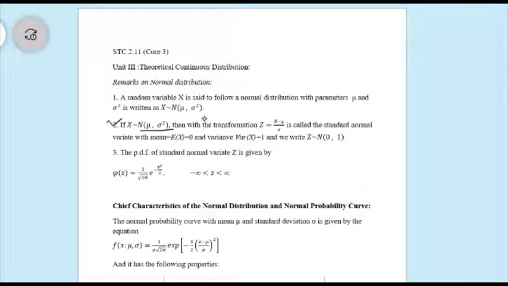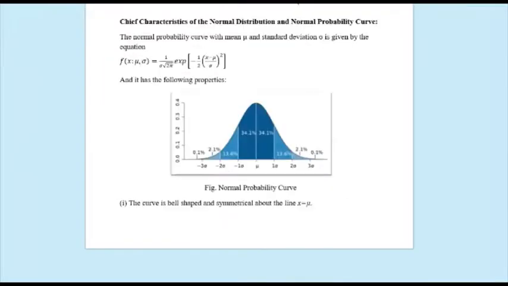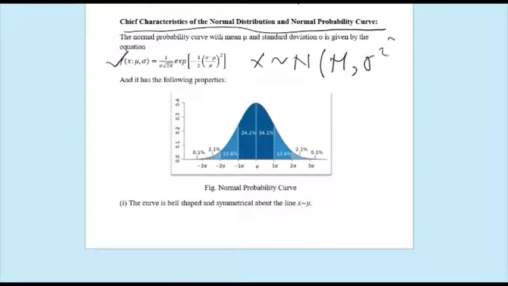Now some of the characteristics we'll discuss. Chief characteristics of the normal distribution and normal probability curve. The normal probability curve with mean mu and standard deviation sigma is given by the equation. We have already learned this equation, where this is the PDF of x, and x follows normal distribution with mean mu and variance sigma square. Now if you plot the curve on a graph paper, it will be like this.